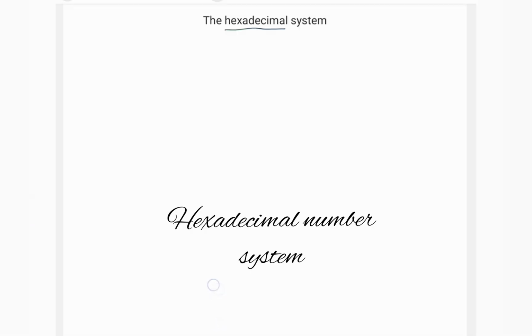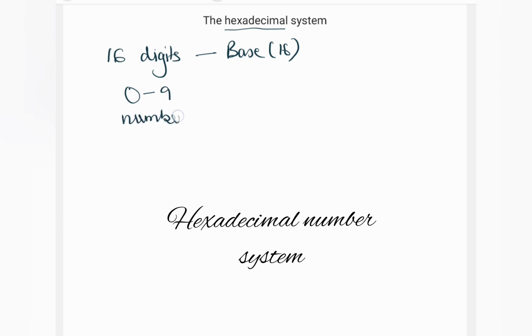The hexadecimal number system, as it says, has 16 digits together. That simply means the base is 16. Now we need to find out what are the 16 digits. So if we look at the numbers, we have the numbers 0 to 9, and then to make it 16, we will have to use the numbers 10 to 15. This together will give us a set of 16 digits as required by the hexadecimal.